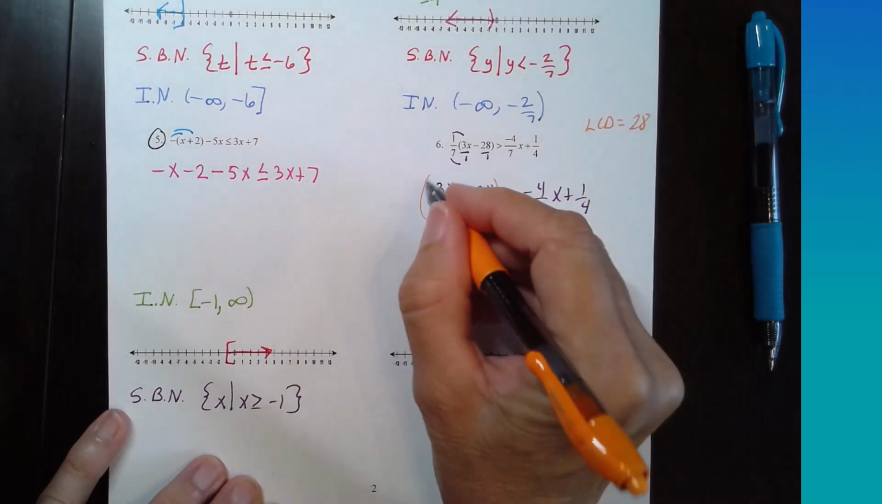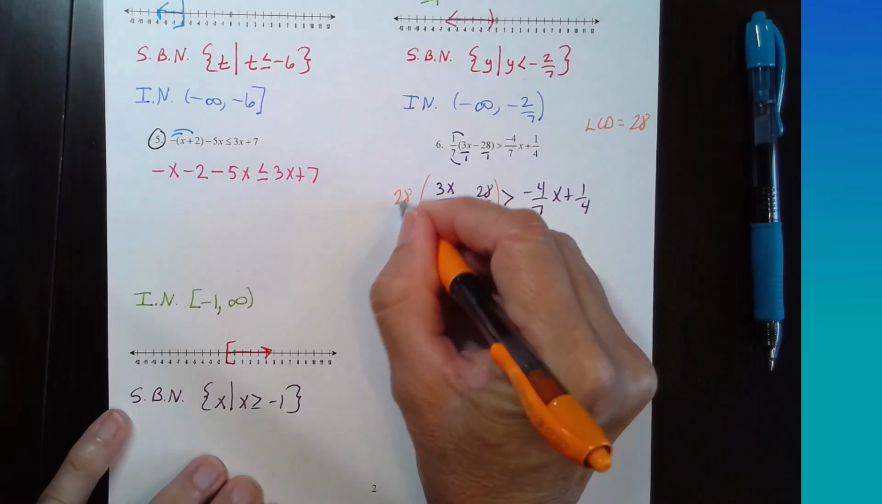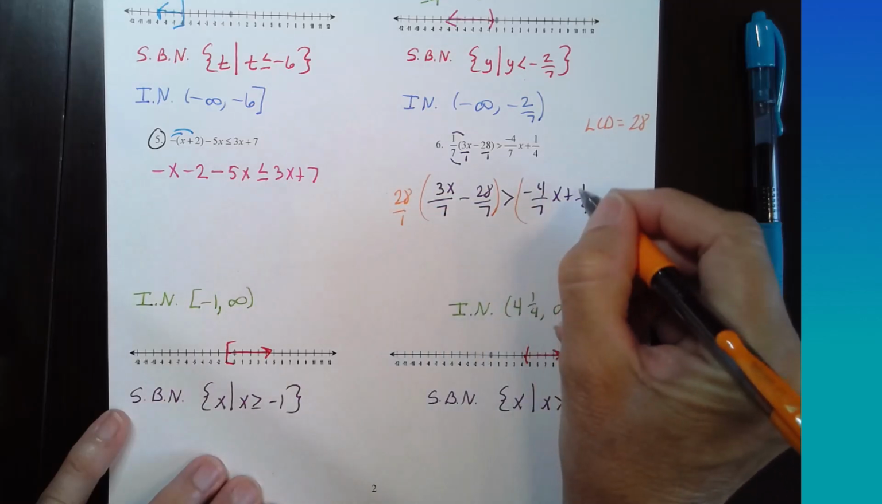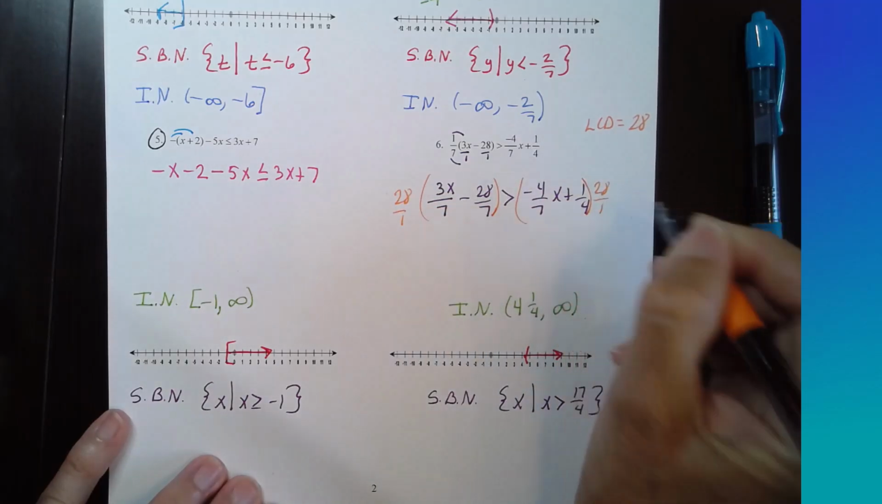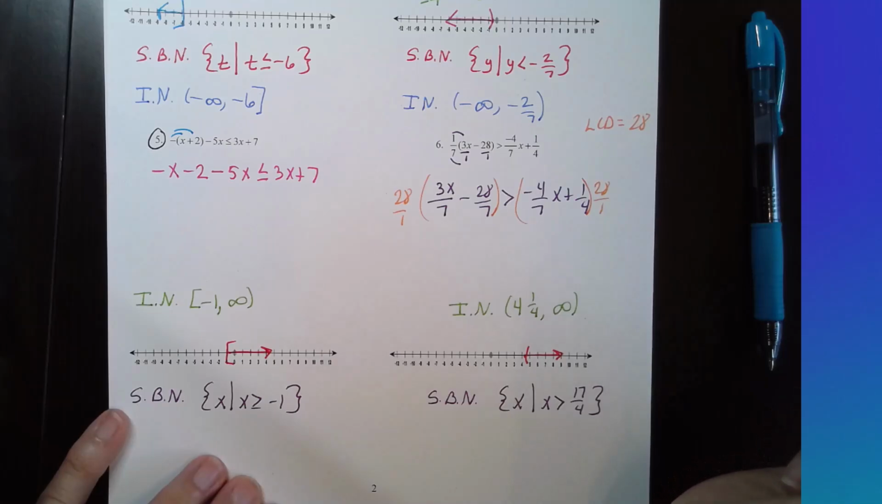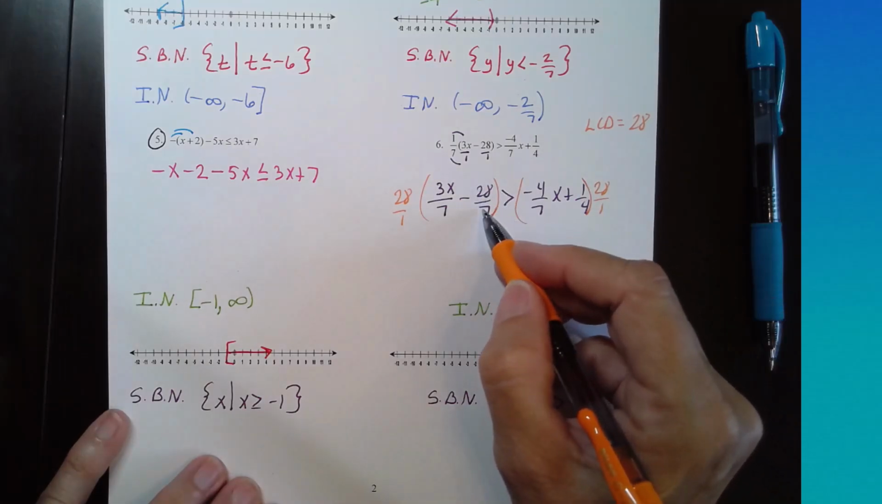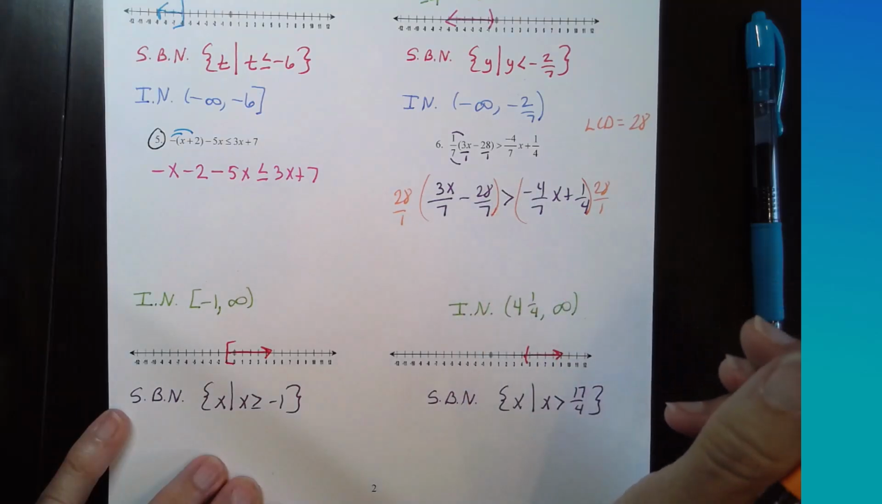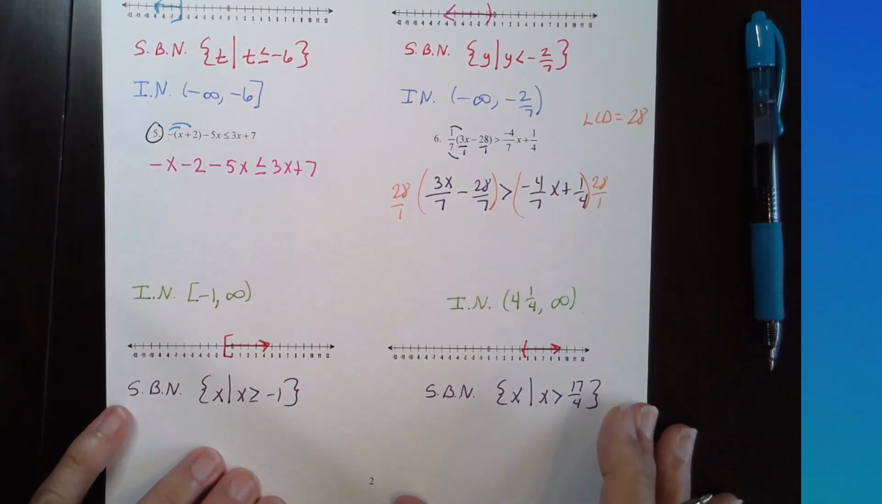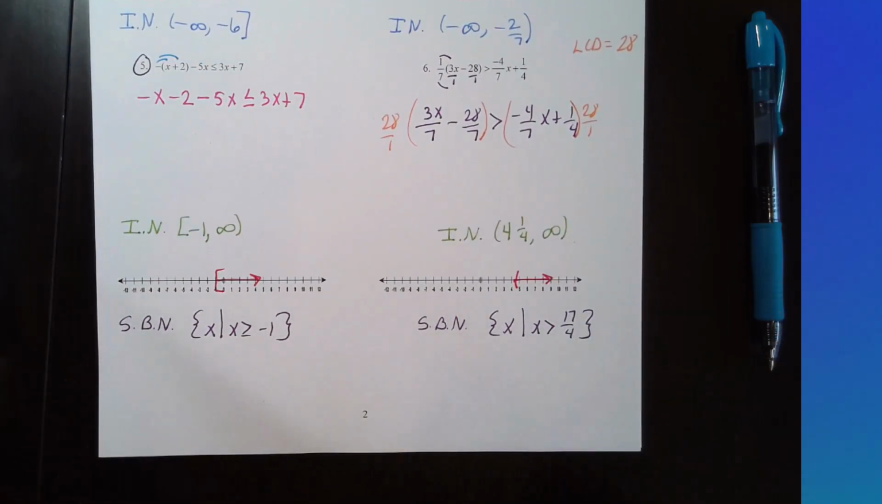So you could multiply the left side by 28 over 1, and that would get rid of your fractions on the left, and multiply the right side by 28 over 1, and that would also get rid of your fractions. So you could reduce 28 over 7 and then distribute, all kinds of different ways to continue. So pause the video, come back and see if you get the correct answers.